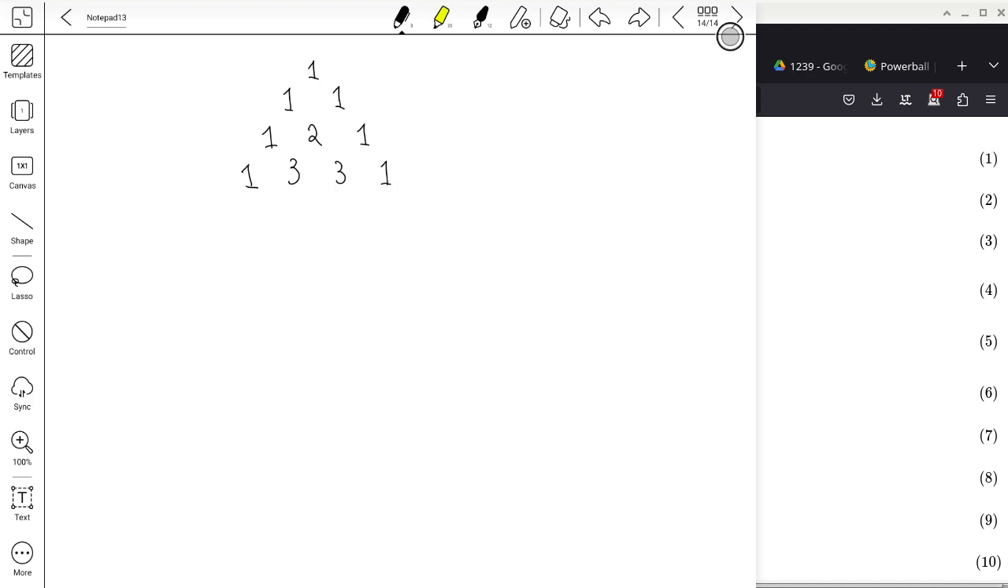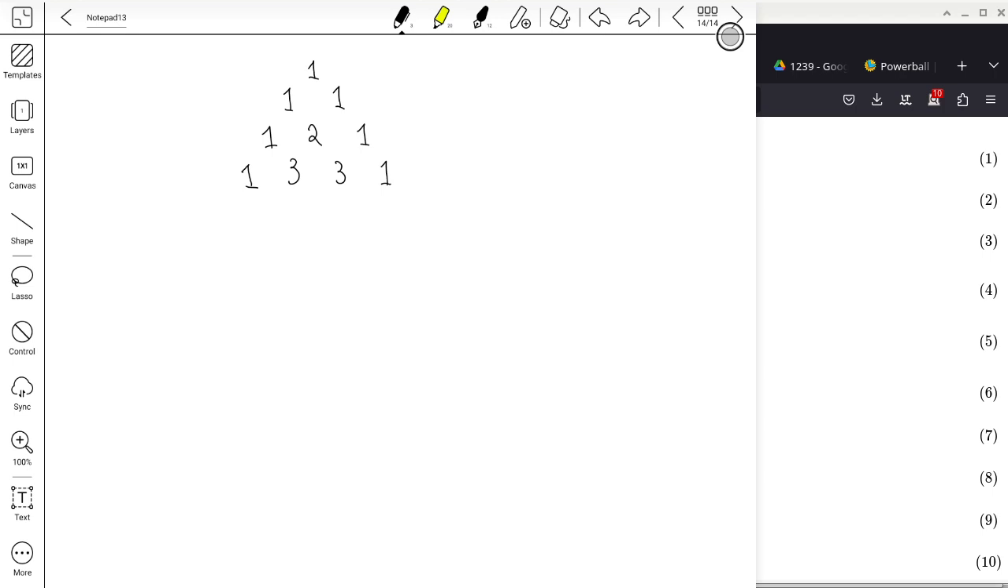This is called Pascal's triangle, which does not seem to have anything to do with Pascal's identity. Well, it doesn't seem to have anything to do with Pascal's identity only because of the shape of it. So we're going to have to re-look at this in a slightly different way.